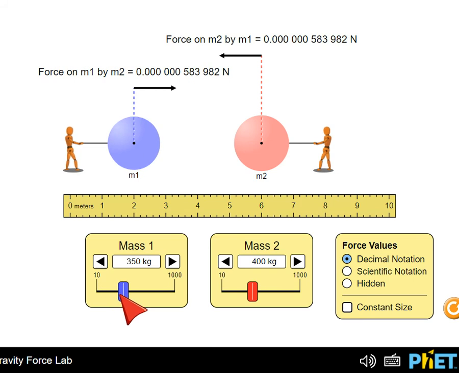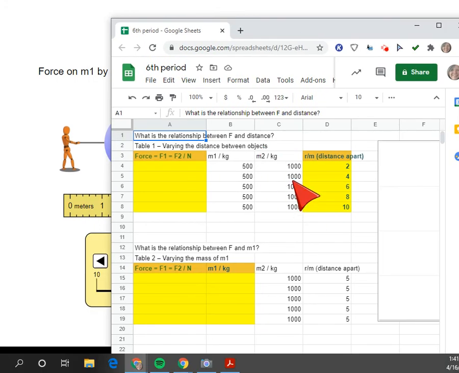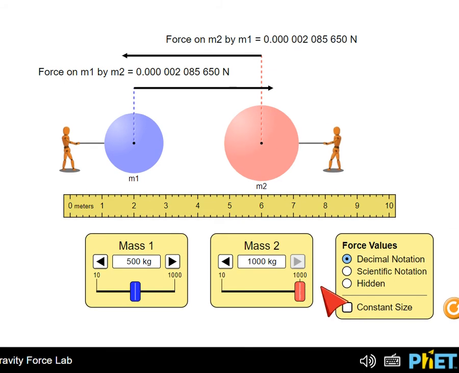So let's match that mass up to what it says. And then in your data sheet, it says mass 2 should be 1,000 kilograms. So we'll put it to 1,000. Okay.